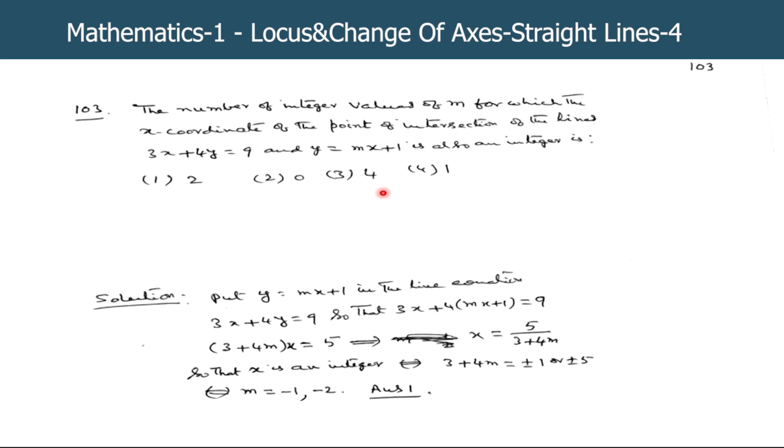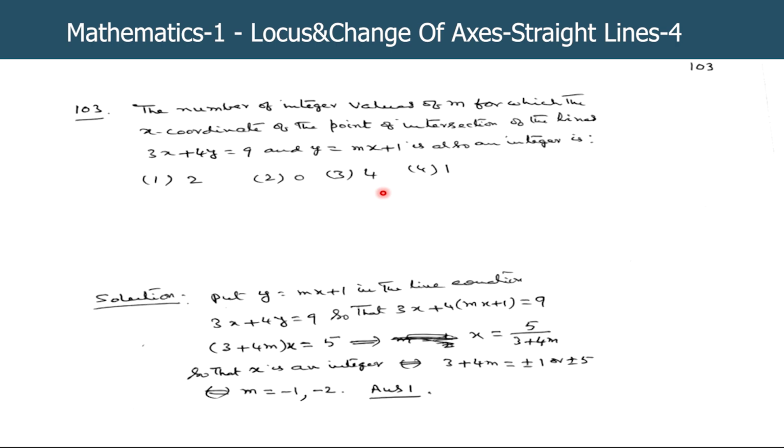Now, y is equal to mx plus 1, you put y is equal to mx plus 1 in the equation 3x plus 4y is equal to 9. So that 3x plus 4 into (mx plus 1) is equal to 9. That means (3 plus 4m) into x is equal to 5. So therefore x is equal to 5 by (3 plus 4m). And this must be an integer. The x coordinate must be an integer, as asked.